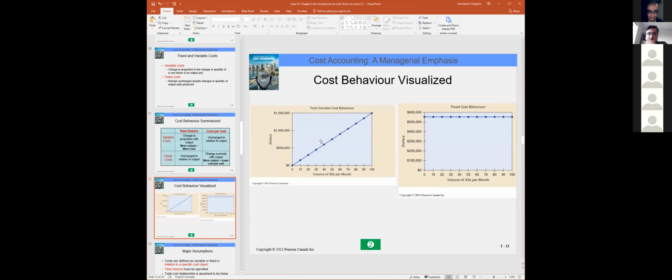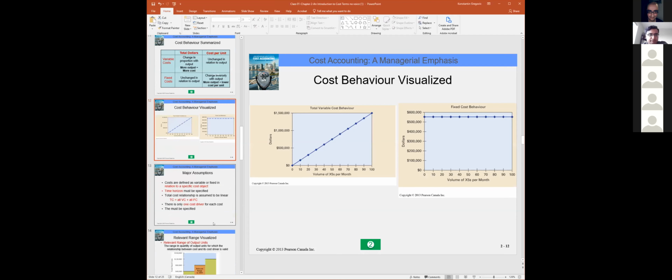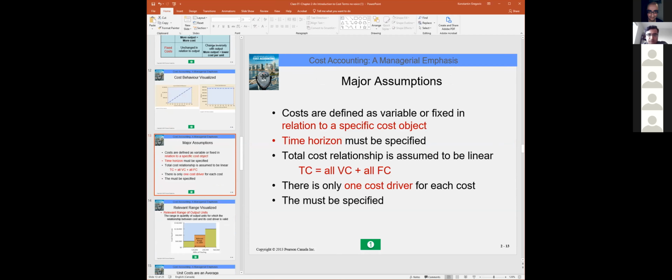So here's your variable cost behavior. It increases, but on a per unit basis, it's going to be the same. Your fixed cost is basically flat in total dollars. So here are the assumptions to remember. Costs are defined as variable or fixed. The time horizon must be specified, the relevant range. So basically your total cost is all your variable costs plus all your fixed costs. In this case, there's only one cost driver. In reality, there are multiple cost drivers for costs.